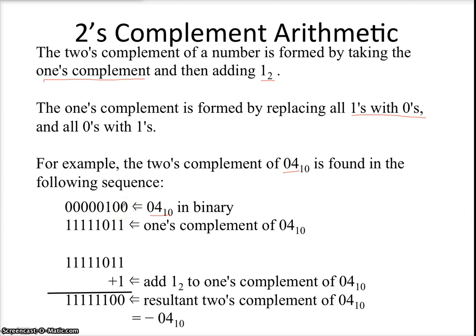Then we're going to take the 1's complement. The 1's complement says that you're going to be inverting all the zeros to ones and ones to zeros. So this 0 becomes a 1, this 0 becomes a 1, this 1 becomes a 0, and so on. So that's the 1's complement right here. Then you take the 1's complement, and then you add 1 to it. That'll give you the binary representation for -4.